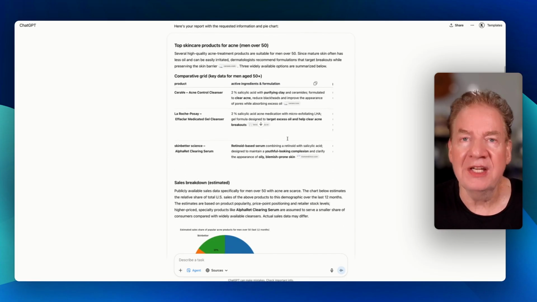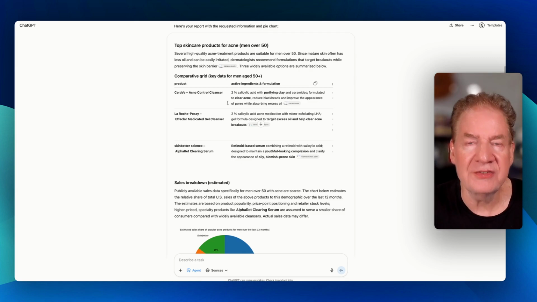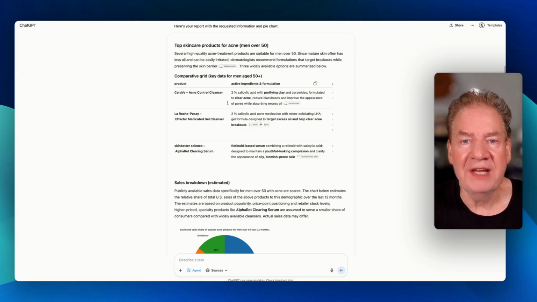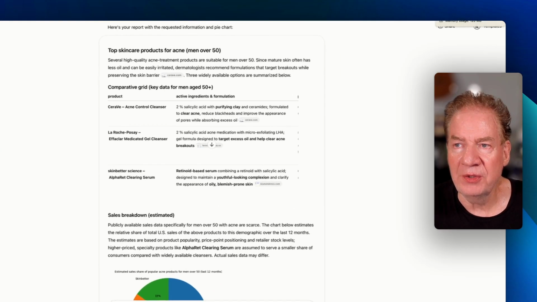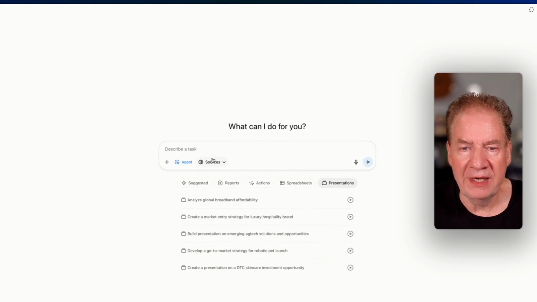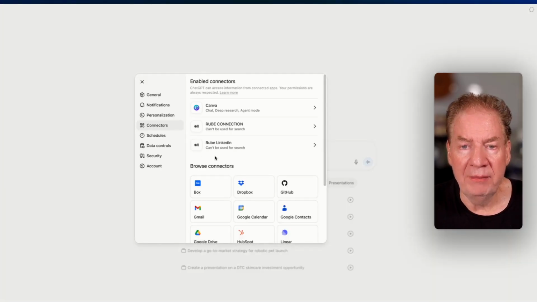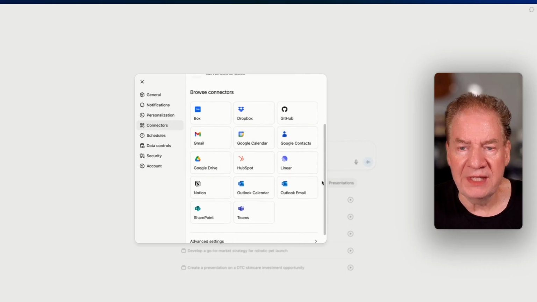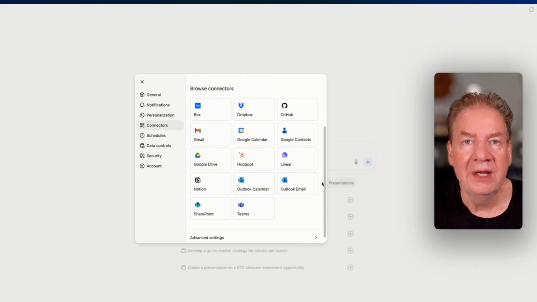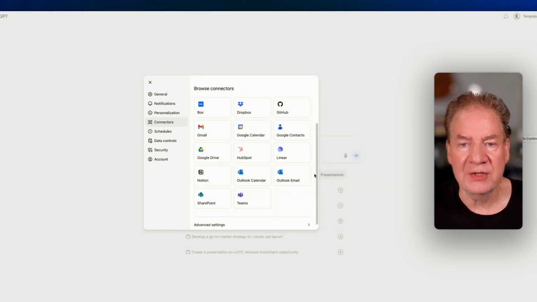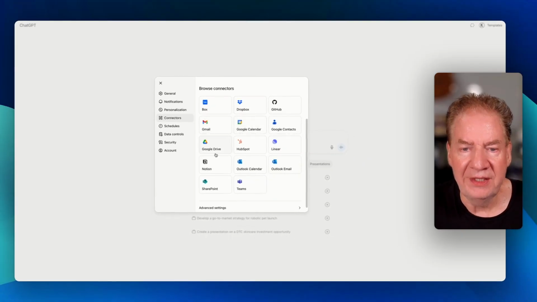So I urge you to play with this. Get the professional edition. It's $20 a month. Actually, it's called Plus, the Plus edition. And so you can get some more leverage out of Agent Mode and all the other things that I showed you. We can also come in here and look at Connect More and make it talk to some of the external tools and available products that you have in your ecosystem, like Gmail, Google Calendar, Notion.